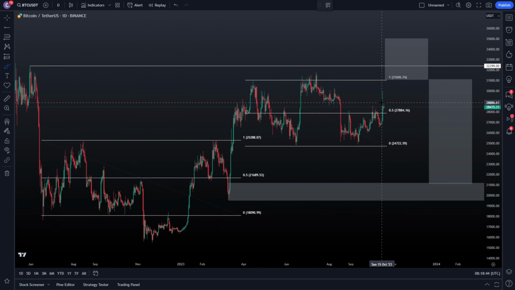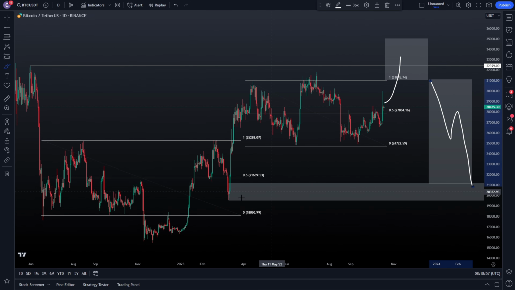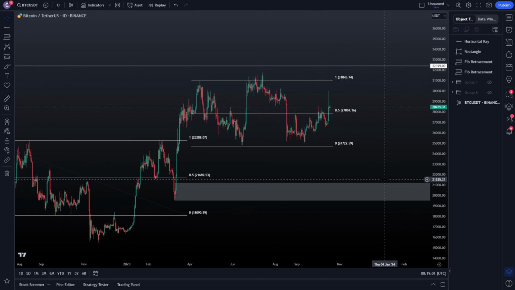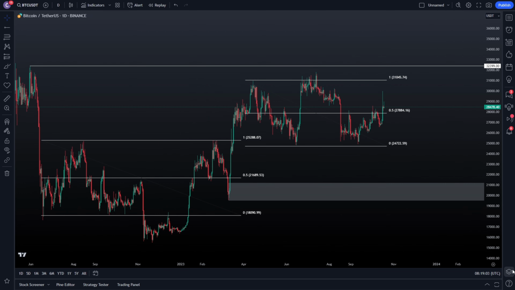So if we do get a push towards this area over here, I will be looking to sell most of my spot and buy positions and also potentially accumulate some massive swing shorts, targeting this distribution area towards that CME gap, towards that potential sell side liquidity. That's scenario number one. That's my preferred scenario still.